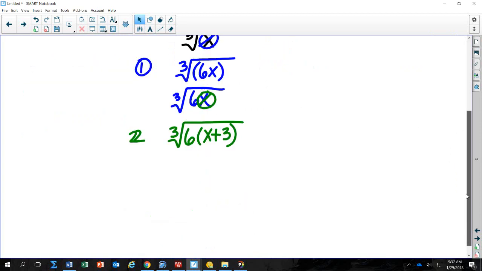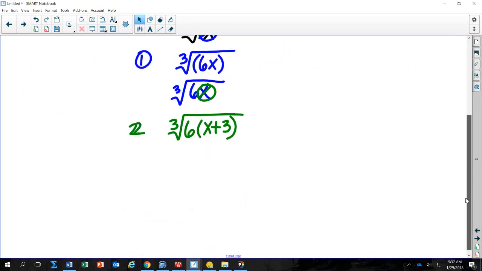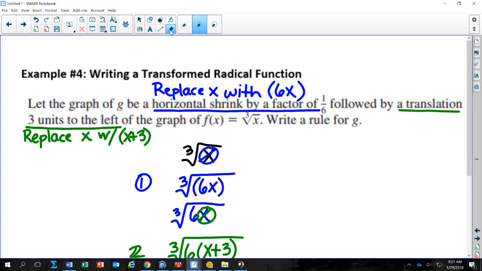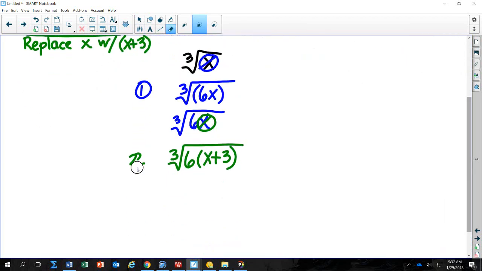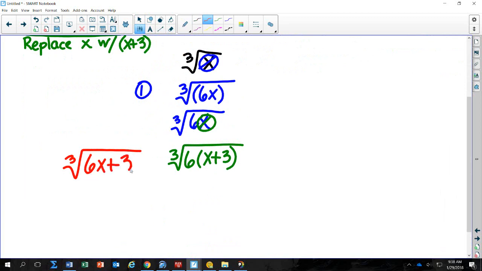All right, so like I said before, you got to be careful here because if you don't put this x plus 3 in parentheses, you're not going to get the right function at the very last step. I just want to make a point of saying that these two expressions are completely different. The one in the red is wrong. The one in the green is correct. And you need to put parentheses around your x plus 3.